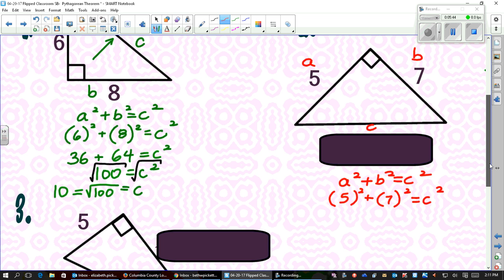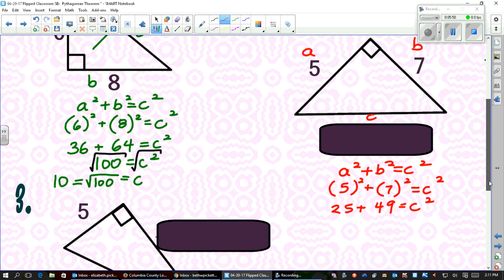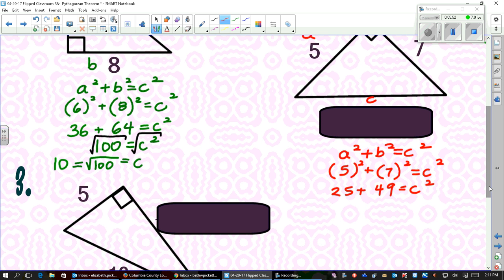Okay, I've got a lot of simplifying I can do on the right. 5 squared is 25. 7 squared is 49. Okay, go ahead and add 25 and 49. That's 74 equals C squared. Okay, now I'm ready to get rid of that squared by taking the square root of both sides.